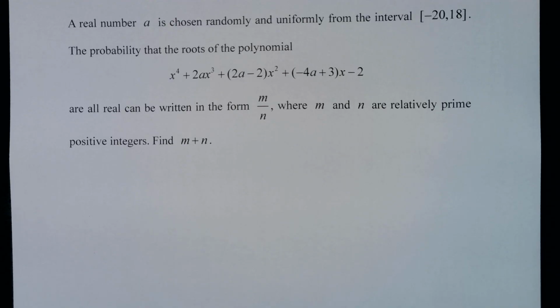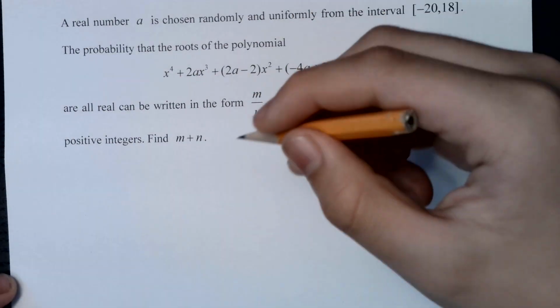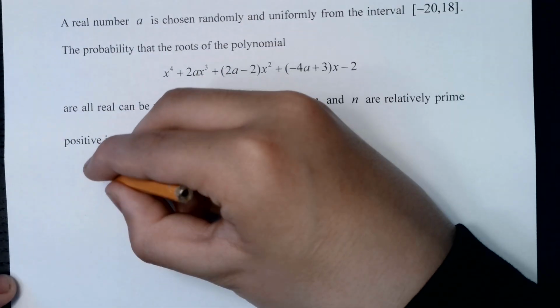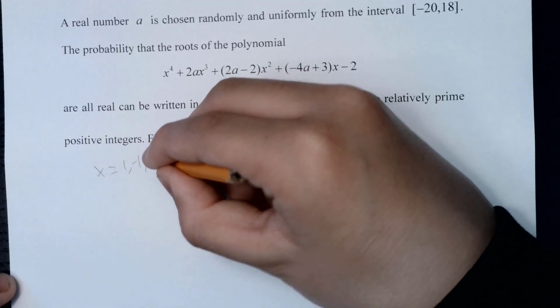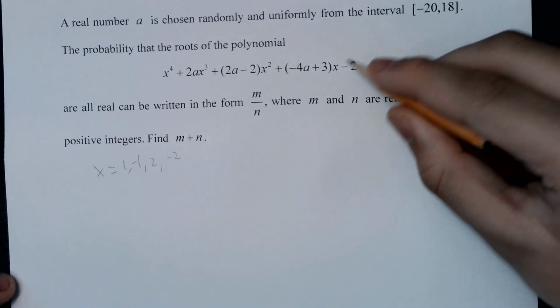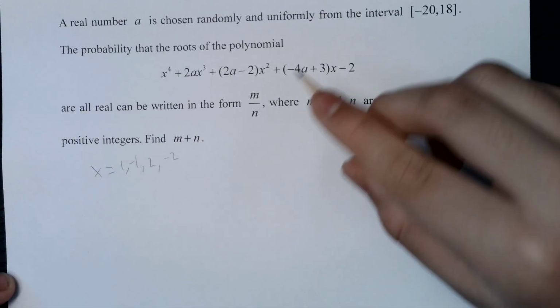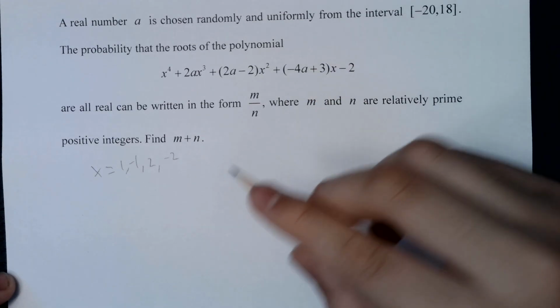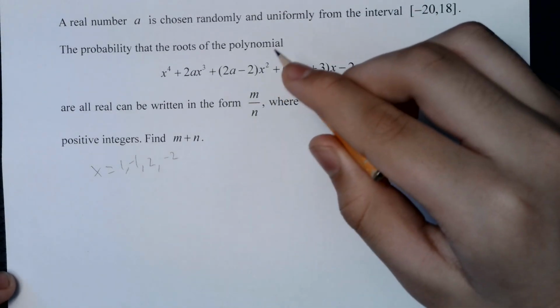And so let's first start off by using the rational root theorem. Now this theorem says that the possible rational roots for this equation could be x equals 1, -1, 2, and -2, as these are all factors of -2, which is the final coefficient. These are the possible roots of this polynomial, but that might not be true for all of them. So we're going to have to plug in these numbers.